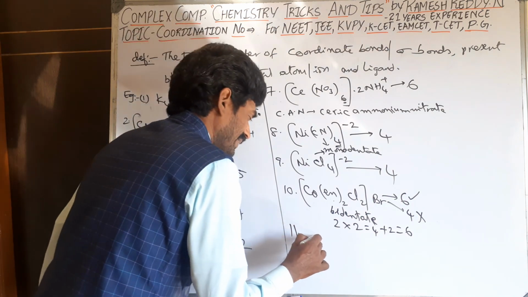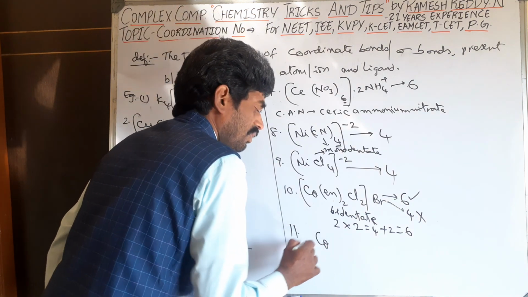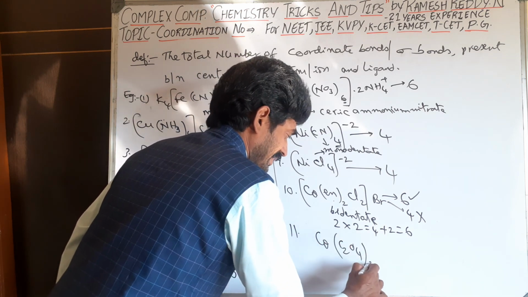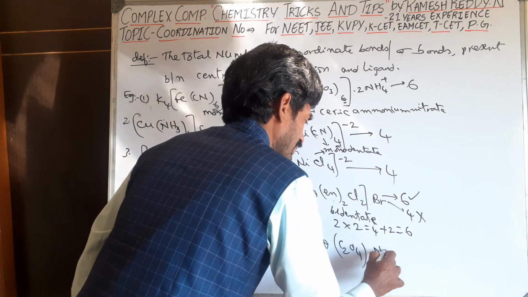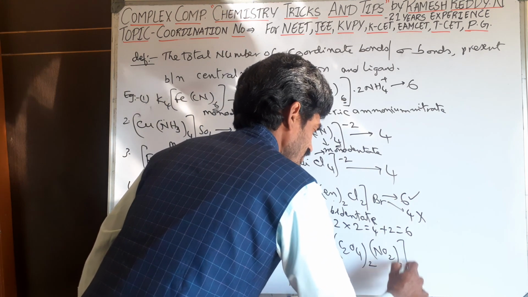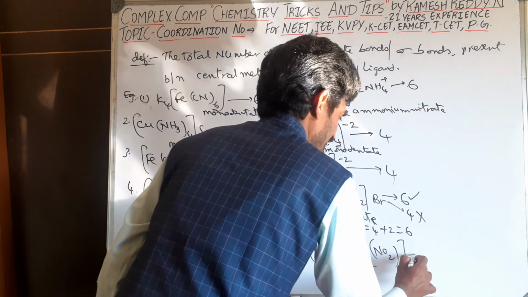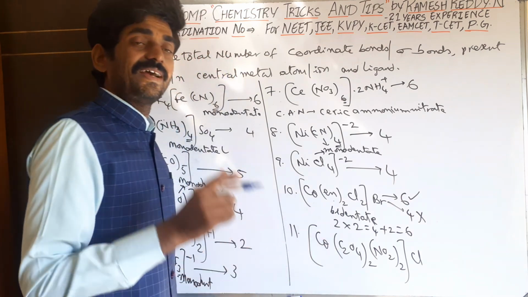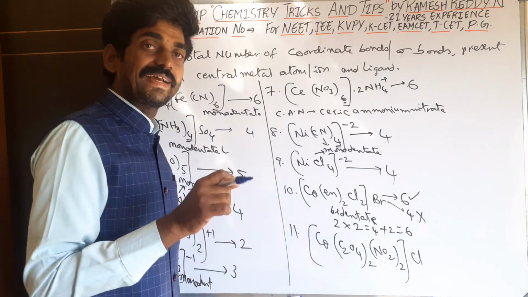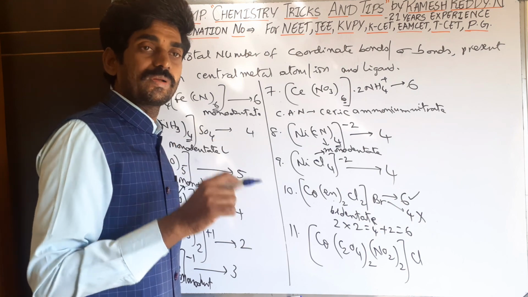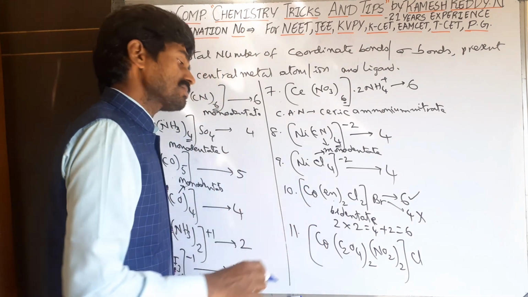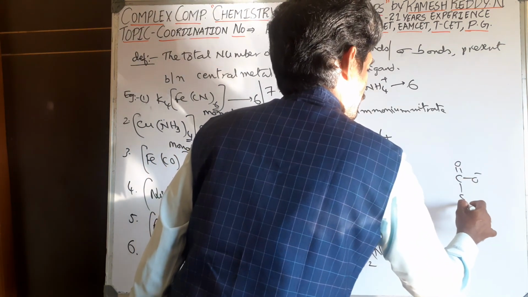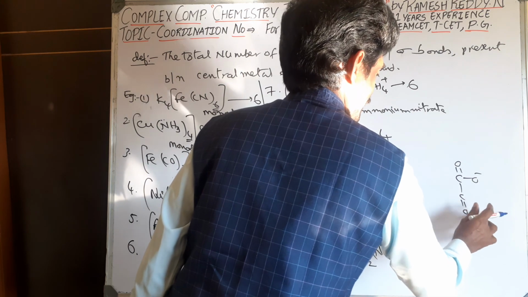Next one. For example, look here. Cobalt, C2O4 taken twice, and NO2 taken twice, and outside here chlorine is present. Now in this complex compound, C2O4 is the oxalate ion. It also acts as a ligand. You know, oxalic acid has the formula H2C2O4, right? And the ion is the oxalate ion. So the oxalate ion formula is COO minus and COO minus, right?